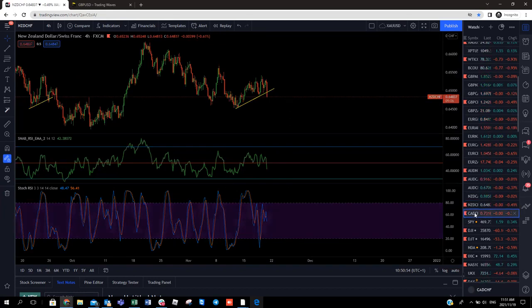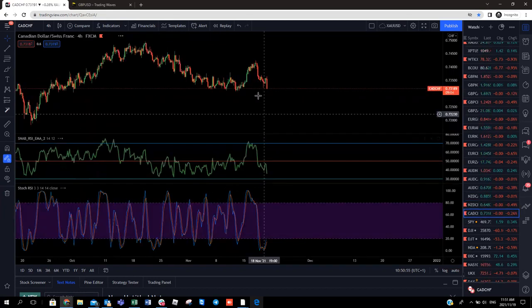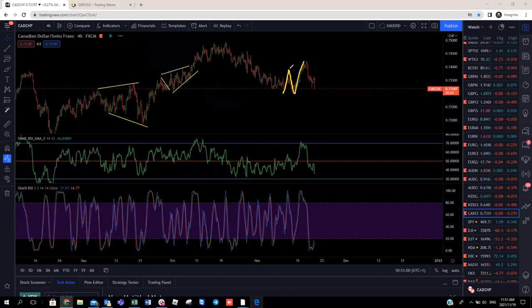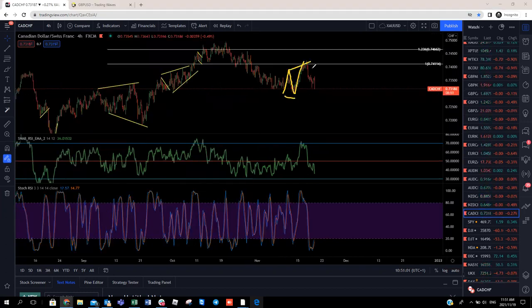CAD Chief. CAD Chief has made a continuation pattern here, 3 waves, expanding flat, and expecting this one to continue to the downside after having made that structure.